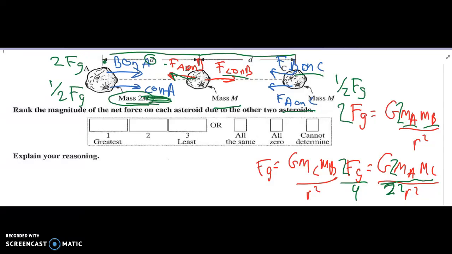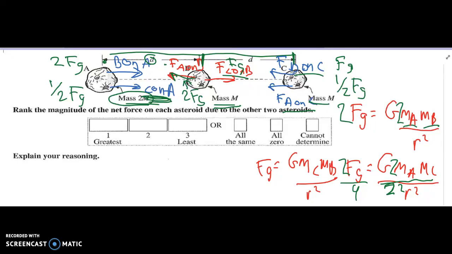Now I also left one out. We said B on A is 2Fg, so here, up above, this is 2Fg. So all I have left to calculate is C on B and B on C. So go to the bottom. Mass C is just mass M, so I don't change that. Mass B, that's also just mass M right here and here. So those don't change, and the distance between them is just d right here. So that one doesn't change. So this up here is just Fg, and this here is Fg.